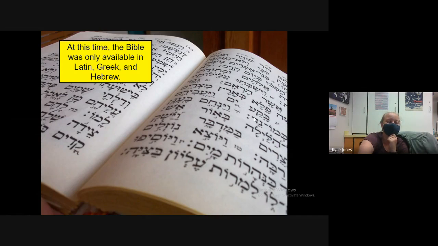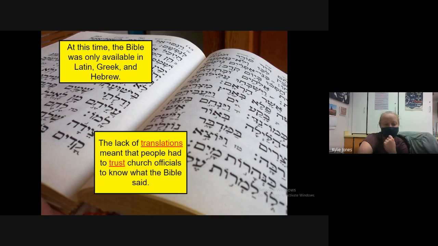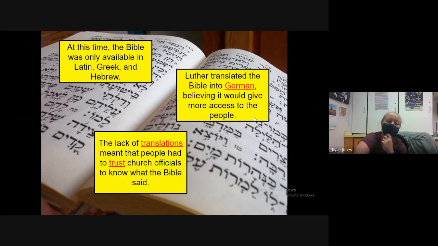So at this time, the Bible was only available in Latin, Greek, and Hebrew. The lack of translations meant that people had to trust what people were saying that the Bible said. If you couldn't read this language, you just had to trust that what people were telling you within it was true, right? Because you couldn't read it yourself. Martin Luther translated the Bible into German, believing that it would give people more access to the Bible, which it did. So Martin Luther translated the Bible into German so that more people could read it.